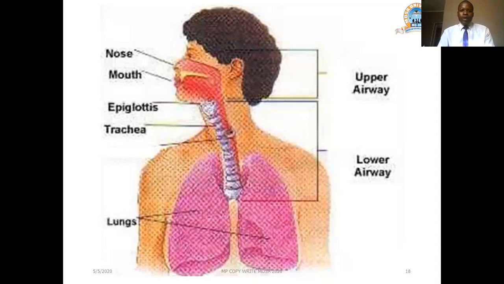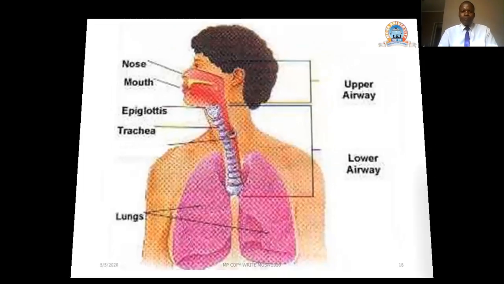So here you can see the upper airway. We are showing the nose, the mouth, the epiglottis, the trachea. In other words, we're trying to make it more clear to you by means of a diagram where we say upper respiratory tract and lower respiratory tract. These are the structures that can also help you to differentiate between the two.